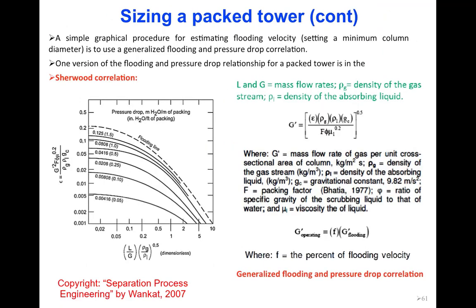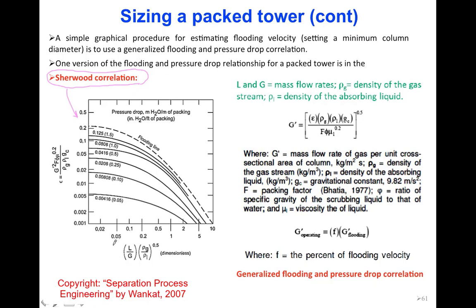So one of the main methods to find the flooding velocity is the Sherwood correlation. The Sherwood correlation is also plotted here. It is a correlation that has many parameters that if you plot it, you will have such a plot.